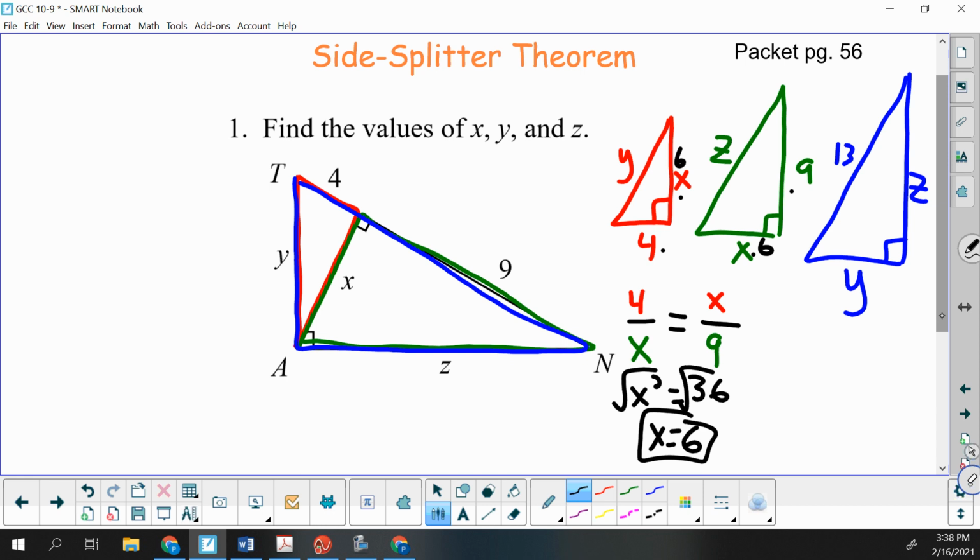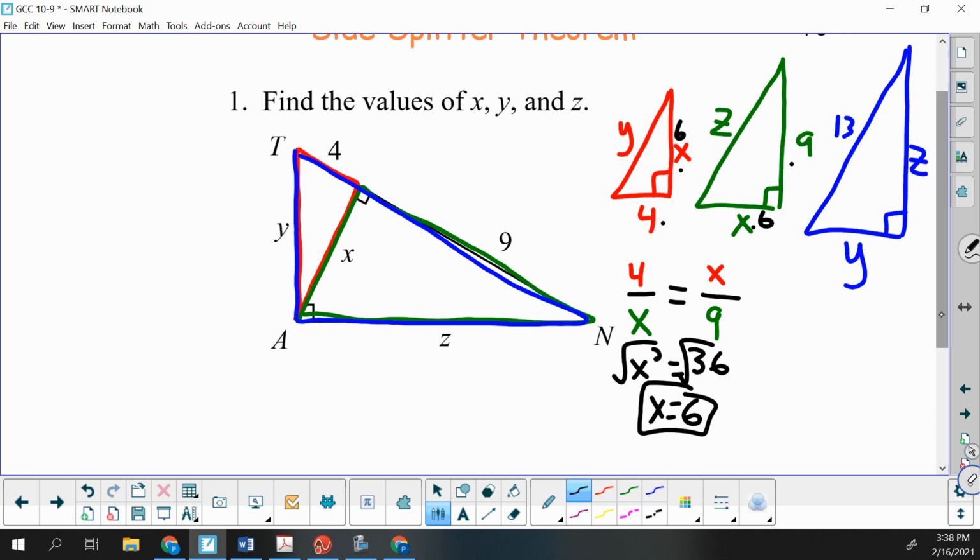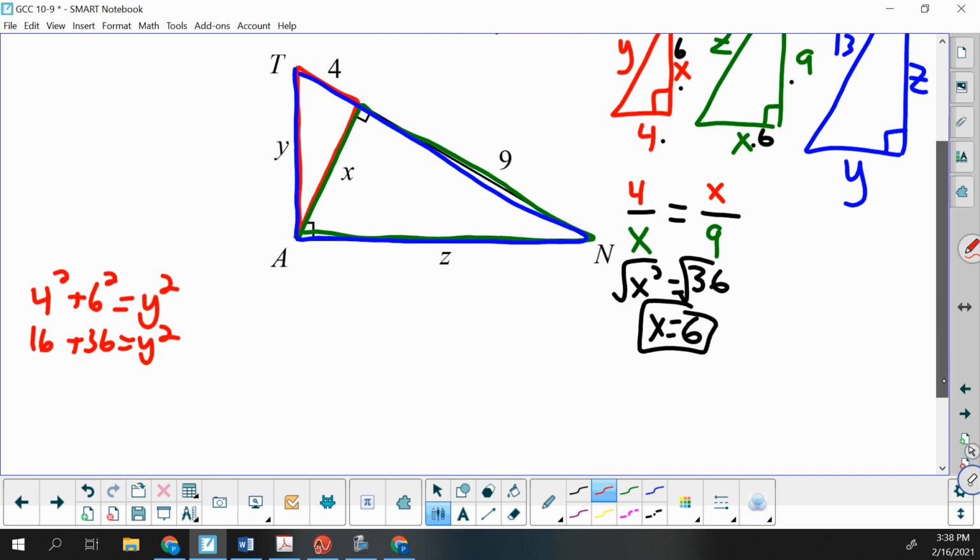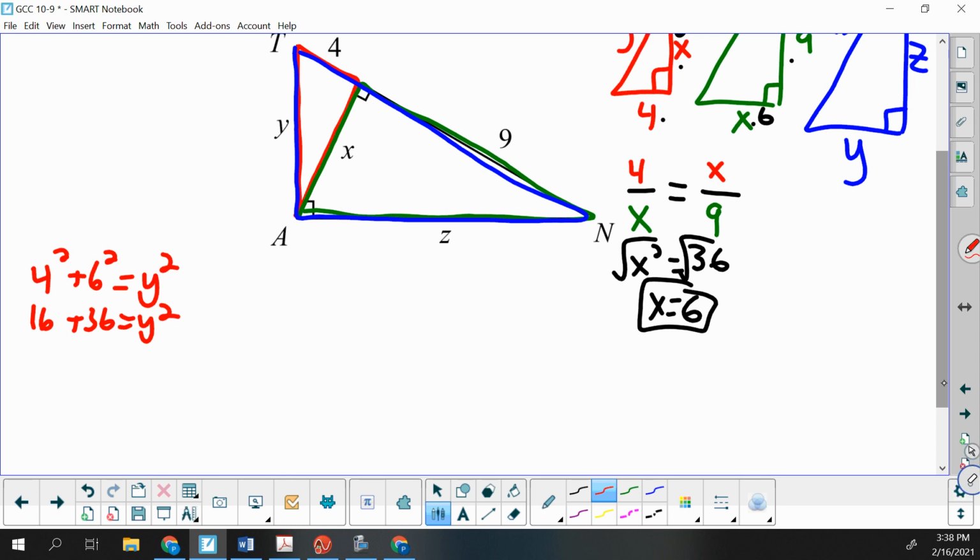Well, usually after you do one of those, you can do some Pythagorean theorems. So let's do in the red triangle, we now have 4 squared plus 6 squared equals y squared. That's 16 plus 36 equals y squared. Add those together, that's 52 equals y squared. We'll take the square root of both sides. When you punch in square root of 52, it doesn't come out nice.